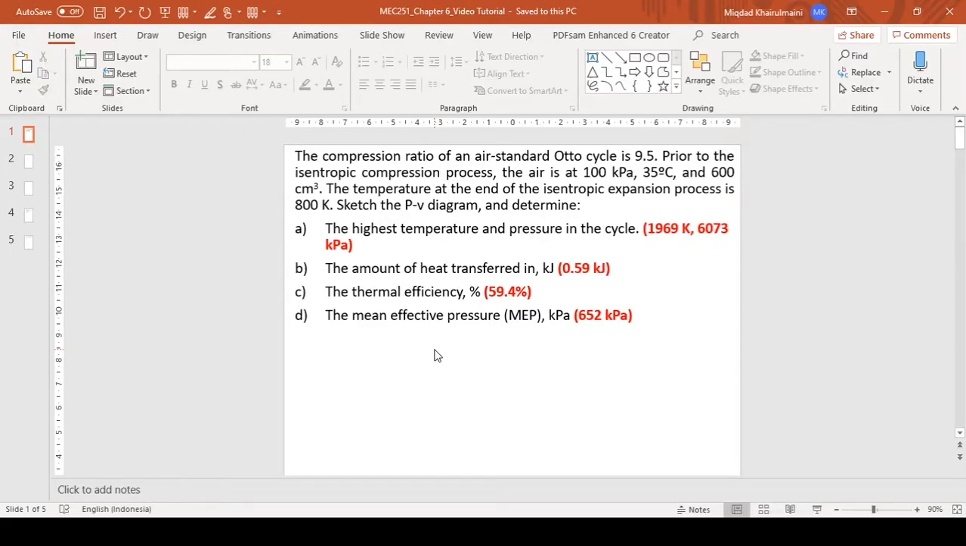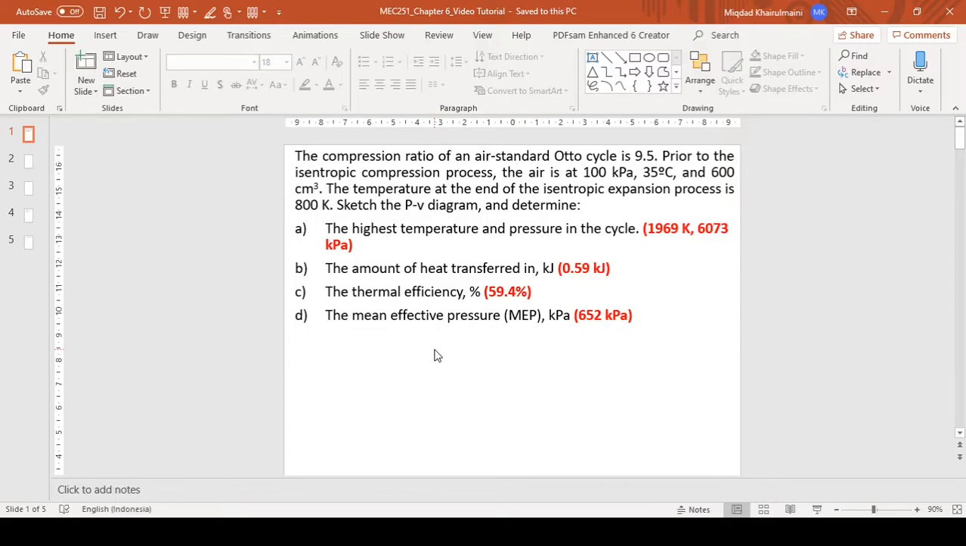So in this video tutorial, we will look at one question from chapter 6 involving gas power cycles for the application of internal combustion engines. We will look at an example for the Otto cycle, which is the ideal cycle for a spark ignition engine. So we have here an Otto cycle.